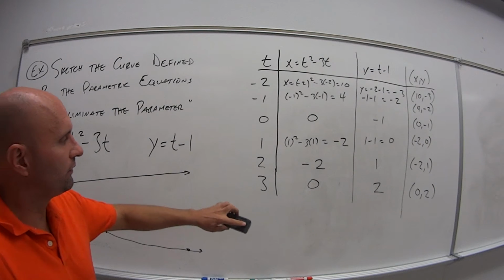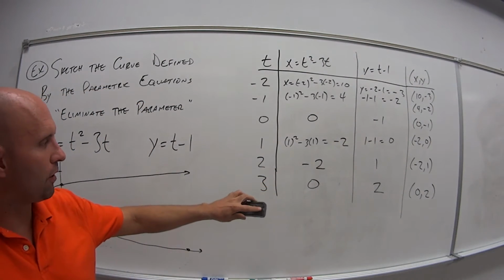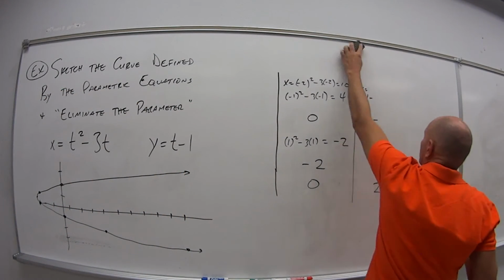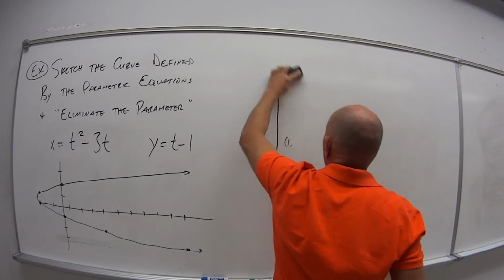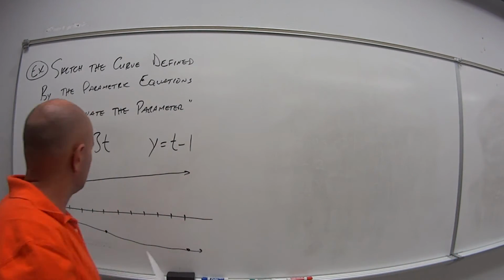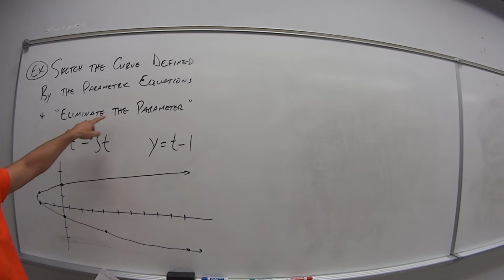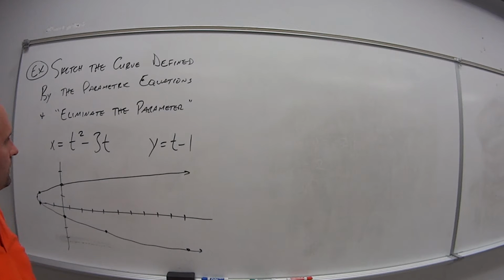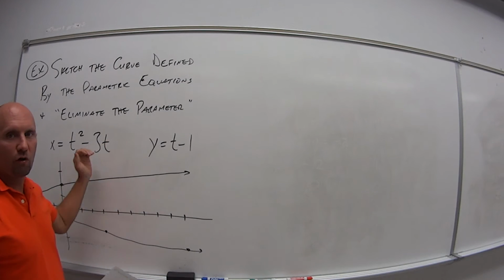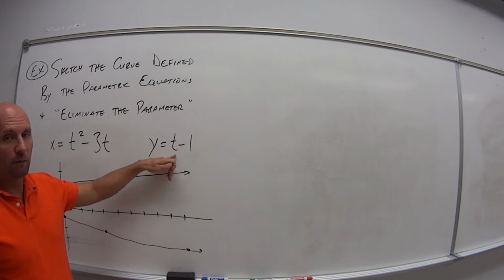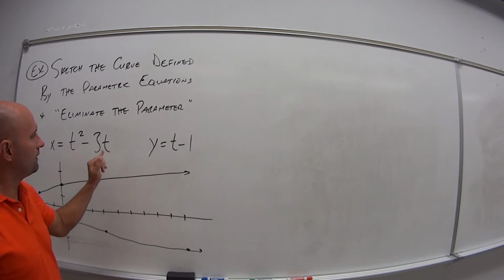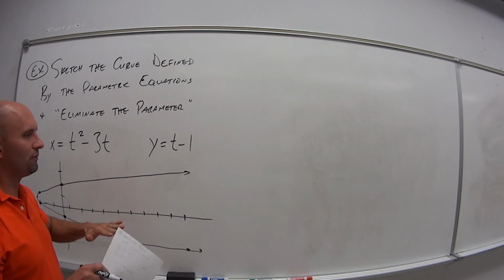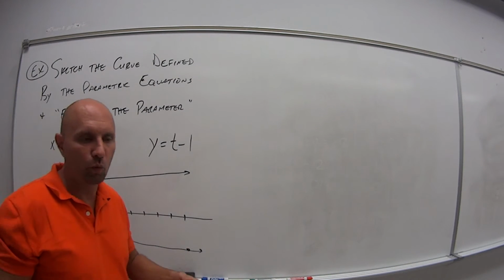So now I'm going to erase this table, so if you still need these numbers, go ahead and pause. So that's part one. I want to sketch the parametric equation. So that's the parabola here. The second part says eliminate the parameter. So anytime we have to do this, we're going to solve one of the equations for the parameter, in this case, t. Solve one of the equations for t, plug it into the other equation, and then simplify so that all we're left with is x's and y's.